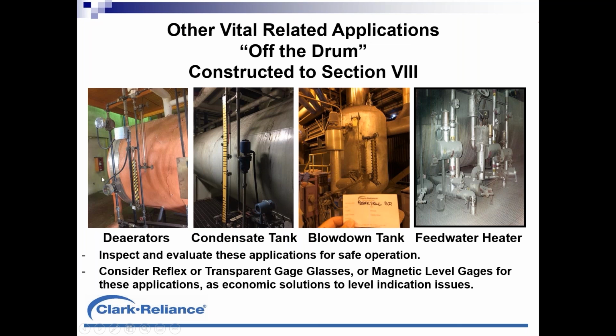So you see here on the left the tubular glass that's overlapping as an example of one of those Section 1 rules. But some of the products we've been talking about, reflex transparent gauges, magnetic level gauges, those are common economic solutions to level instruments used on these types of applications.